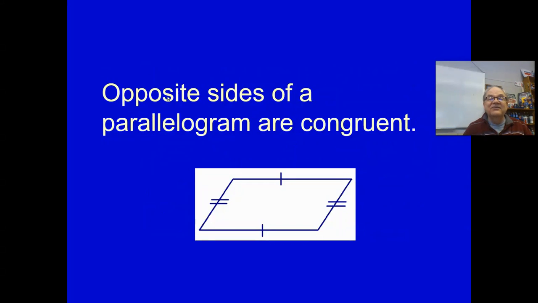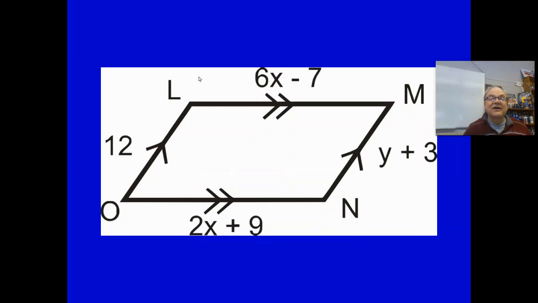First one is that opposite sides of a parallelogram are always congruent. If you have a parallelogram, the top and the bottom will always be the same. The left and the right will always be the same. The opposite sides have to be congruent.